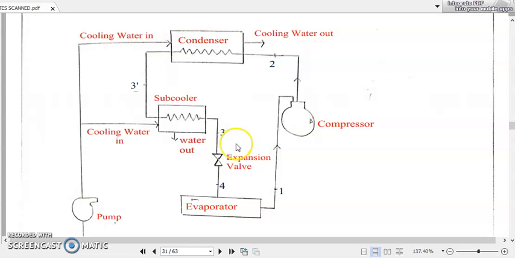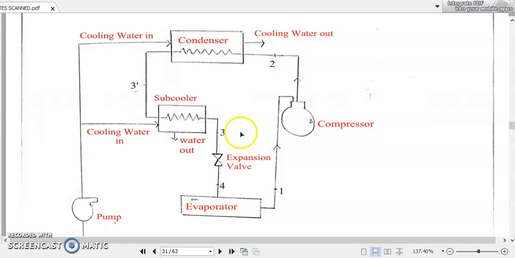So the liquid refrigerant which came out of this condenser at 3' was at a higher temperature. After passing through this additional subcooler, that high temperature will be further reduced to a lower temperature. So when the refrigerant reaches point 3, before it enters the expansion valve, its temperature will be still lower than its temperature at 3'. So it is this very low temperature, or subcooled.